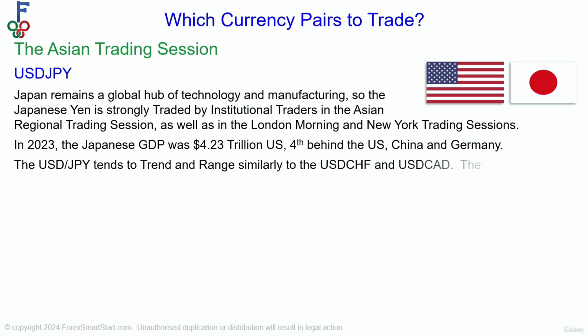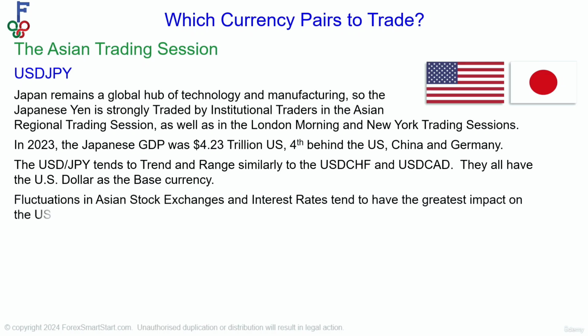The US dollar Japanese yen tends to trend and range similarly to the USD Swiss franc and USD Canadian dollar. They all have the US dollar as a base currency. Fluctuations in the Asian stock exchanges and interest rates tend to have the greatest impact on the USD JPY value.